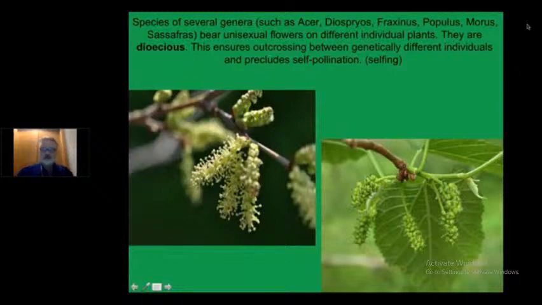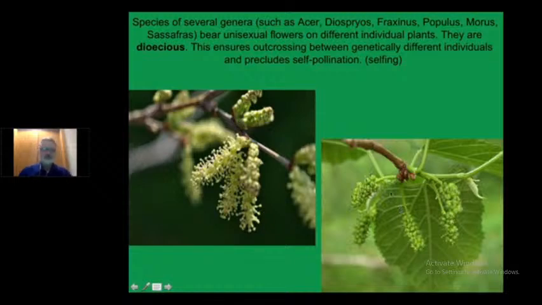There's several different genera of trees, such as maples, persimmons, ash, poplars, mulberries, sassafras. These are mulberries right here that have unisexual flowers. So either male flowers that produce pollen, or female flowers that have the ovary that will be pollinated and become the seed or the fruit. This is the male mulberry right here. All it does is cast pollen, and this is the female.